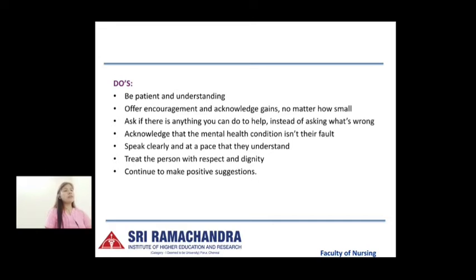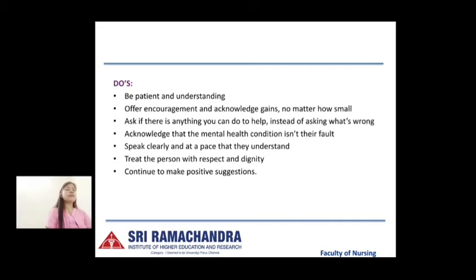For better communication with a person who is experiencing depression, the do's means the following points we have to keep in mind. How to start? First one is be patient and understanding. We have to be very patient and understanding of their feelings. Second point is offer encouragement and acknowledgement, no matter how small. We have to give consistent support and understanding, and instead of asking what's wrong, approach in such a way that you ask, is there anything I can help with?